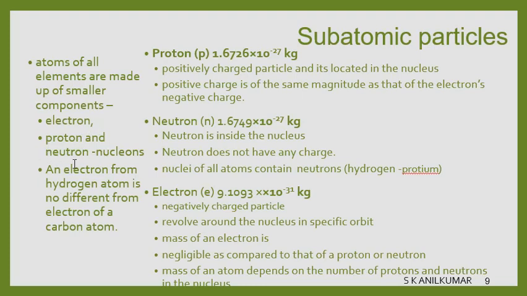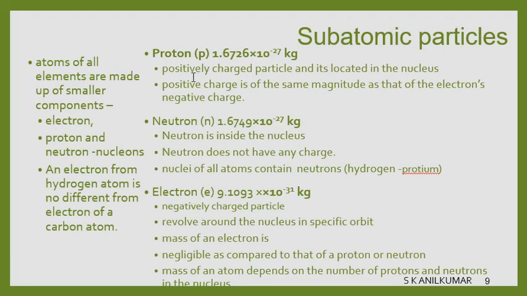Proton and neutron together make up the mass of the atom. Electrons revolve on specific orbits around the nucleus. The electron from the hydrogen atom is no different from the electron of a carbon atom. All electrons are almost the same. Earlier we found the atom of one element is not the same as the atom of another element. We found that the atom of hydrogen and the atom of chlorine are different. Now we find the electron of hydrogen is no different from the electron of carbon. Most of the electrons are the same. And protons and neutrons make up the nucleus. So the nucleus is what decides the unique characteristics of an atom. That is what was found out after we discovered the subatomic particles.